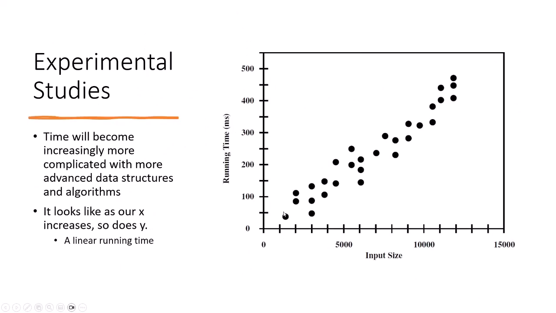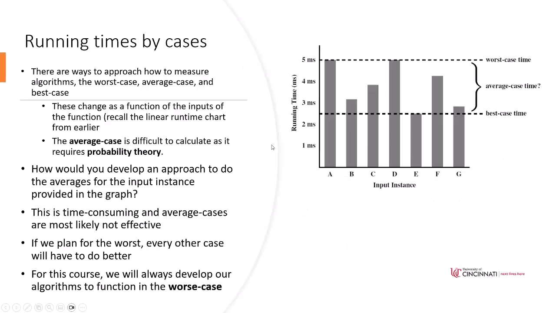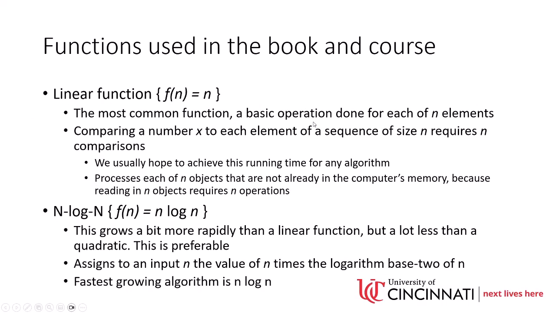Cool. A linear function is what we saw earlier, x to y right here. This is a linear function. So linear is pretty common. It's whenever we have an amount of n elements, we run through each of them. So comparing a number x to each element of a sequence of size n requires n comparisons, right? So let's just say that we have a list of items that are odd and even, and we want to check if there's any value of 2 inside of our list. We will go through each of the items in the list until we find a 2, okay? So linear is what we usually see.